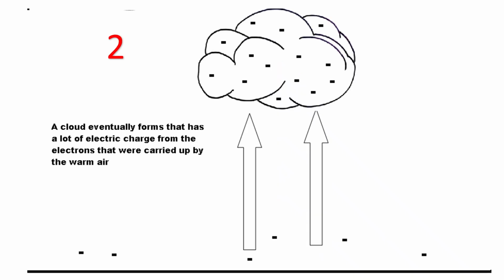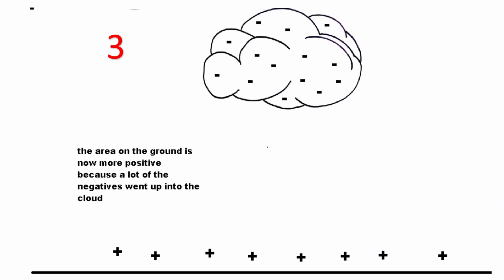So eventually we wind up with this. We've got this cloud now up here, and it's picked up a bunch of the extra electrons from down near the ground. So now we have that imbalance. We've got a lot more negative charge, a lot more electricity up in the clouds than we do down near the ground. And remember, nature doesn't really like things to be imbalanced.